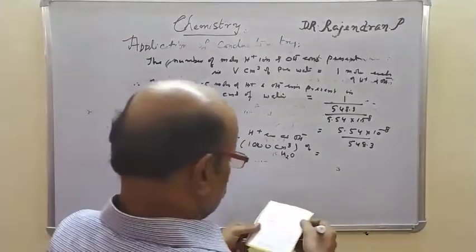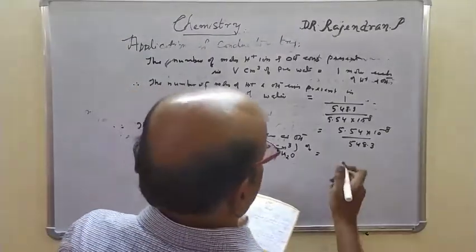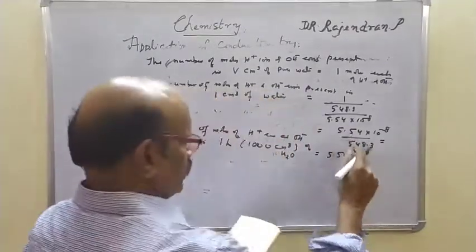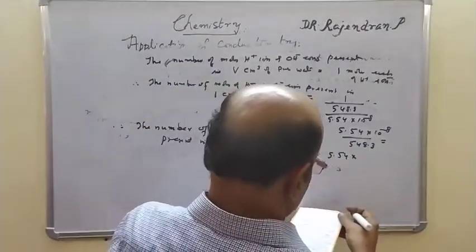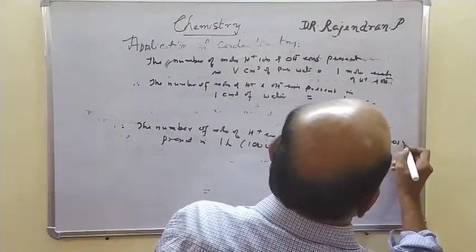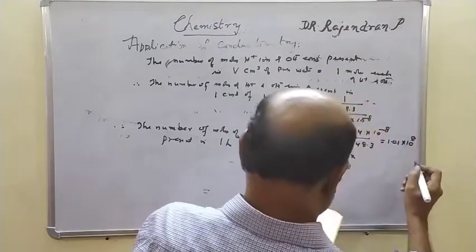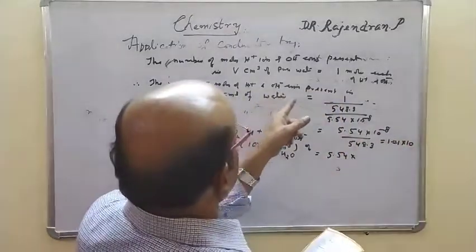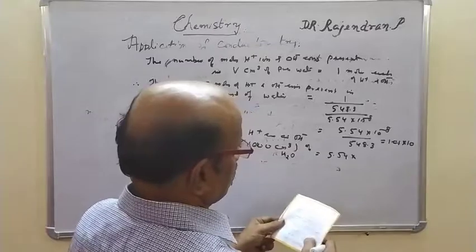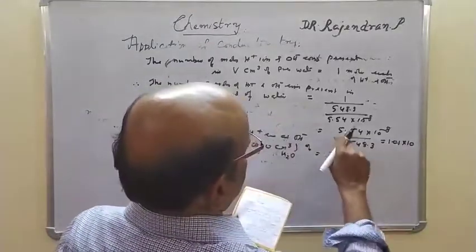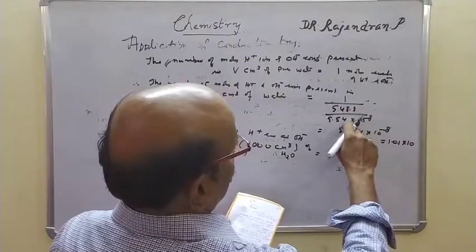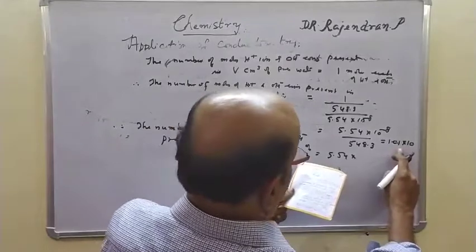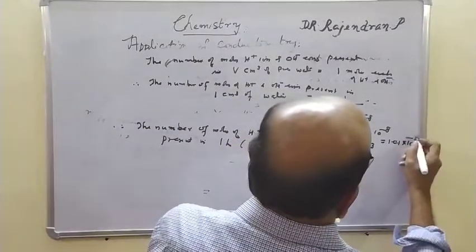That is equal to 5.54. This answer is found to be 5.5, that is 1.01 into 10 to the power of minus 8. The number of H plus ion or OH minus ion present in 1 cc of water molecule is 1 divided by this value, plus 5.5. On numerical simplification we get 1.01 into 10 to the power of minus 10.